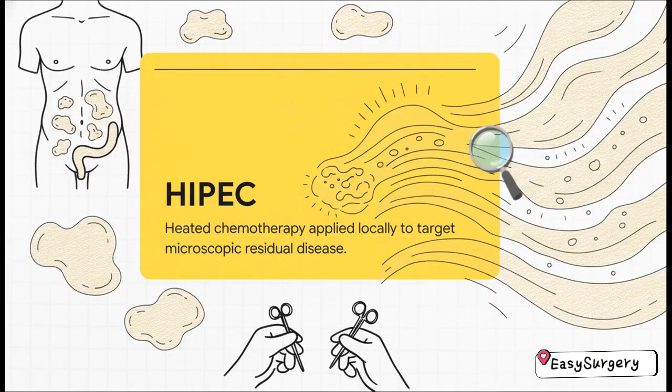To fight this, surgeons use aggressive cytoreductive debulking, physically stripping out all visible disease, and follow it up immediately with HIPEC. That stands for hyperthermic intraperitoneal chemotherapy. Basically, they pump highly concentrated liquid chemotherapy, heated up to around 41 degrees Celsius, directly into the open abdomen. It's essentially a hot chemo bath designed to eradicate every last microscopic cancer cell right at the source.